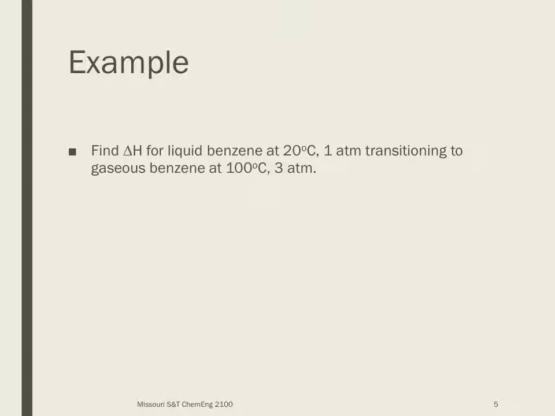Let's find data. Let's look in the appendix of the textbook or other sources and see what data we can find. In this case, we've got liquid benzene transferring to gaseous benzene. So we're going to be looking at benzene, at both the liquid and the gaseous phases. And we're going to have a process with this phase transition, so we're going to need heat of vaporization and boiling point data to do this.